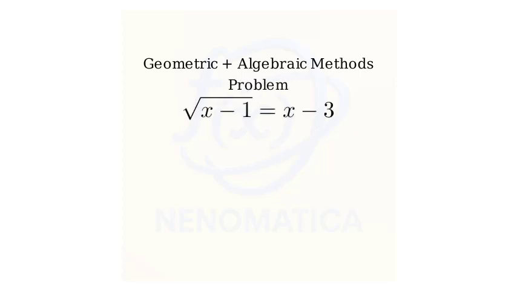In this lesson, we will solve a radical equation using two approaches, a geometric or graphical method, and an algebraic method. The equation is square root of x minus 1 equals x minus 3. Here is the problem statement. We'll first visualize the two sides as functions to find the intersection, then confirm algebraically and check for extraneous roots.